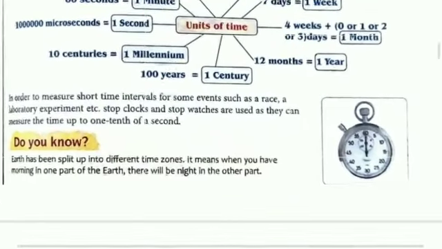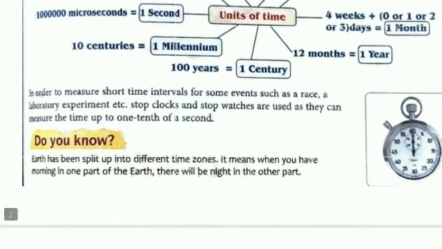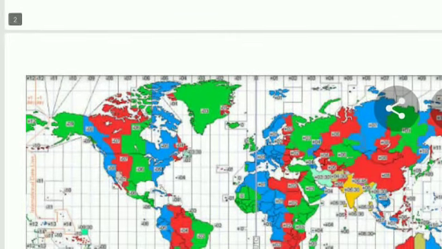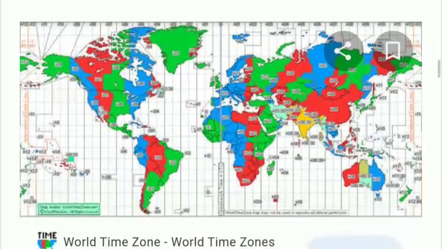Now come to do you know. Earth has been split into different time zones. It means when you have morning in one part of the earth, there will be night in the other part. Here is a picture of the different time zones of the earth, the world time zone.